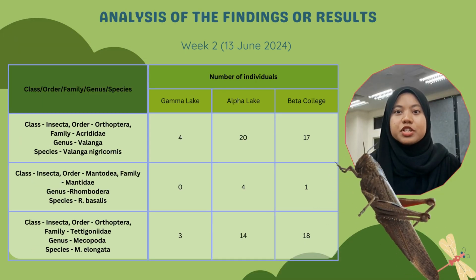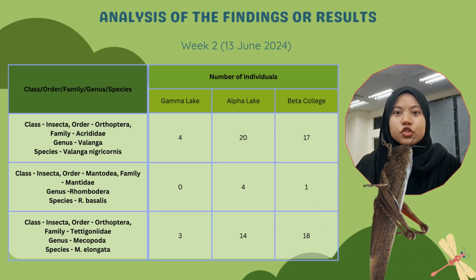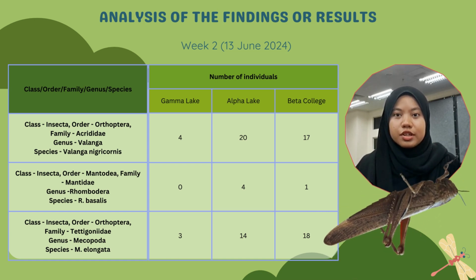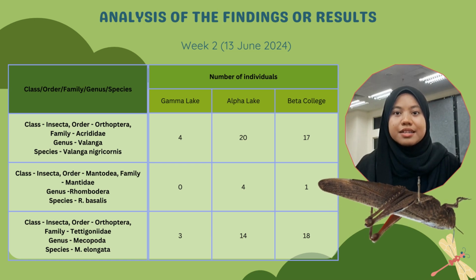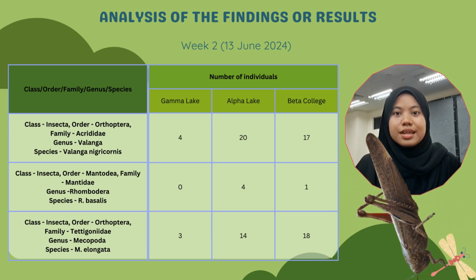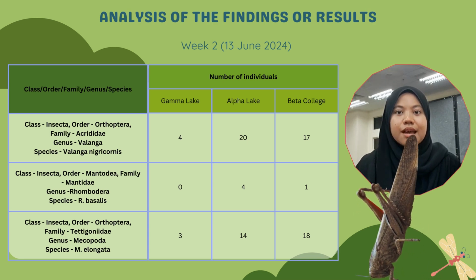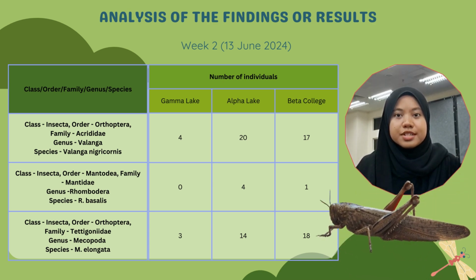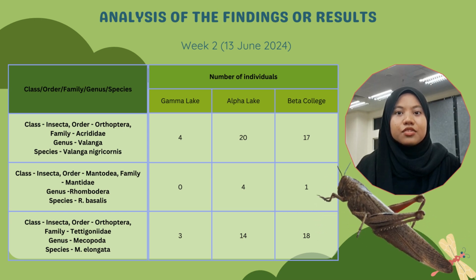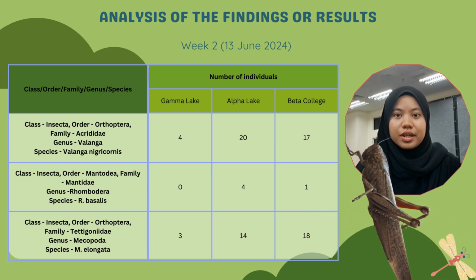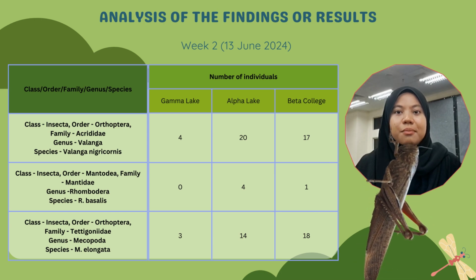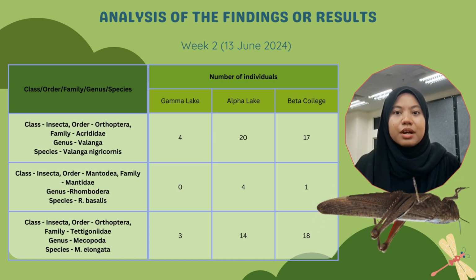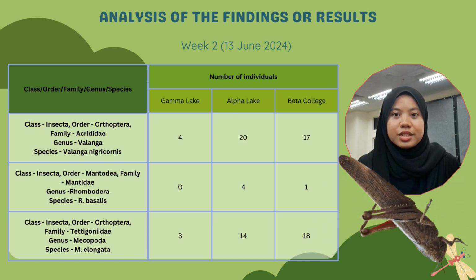On week 2, which we conducted on 13 June 2024, Blattella nigricornis present in 3 of the locations, which is Gamma Lake has 4, Alpha Lake has 20, and Beta College has 17. Next species is R. basilis, which does not present in Gamma Lake, but Alpha Lake has 4 and Beta College has 1. Lastly, species M. elongata has 3 at Gamma Lake, has 14 on Alpha Lake and 18 on Beta College.